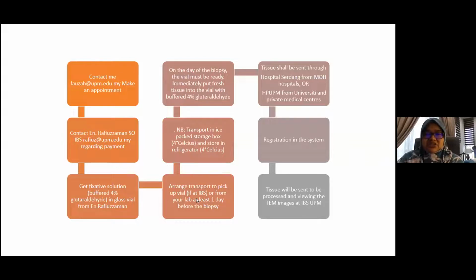The transport needs to be in ice. It needs to be maintained at 4 degrees. For storage also, it needs to be kept in the fridge at least 4 degrees Celsius. So the biopsy, the vial must be ready.